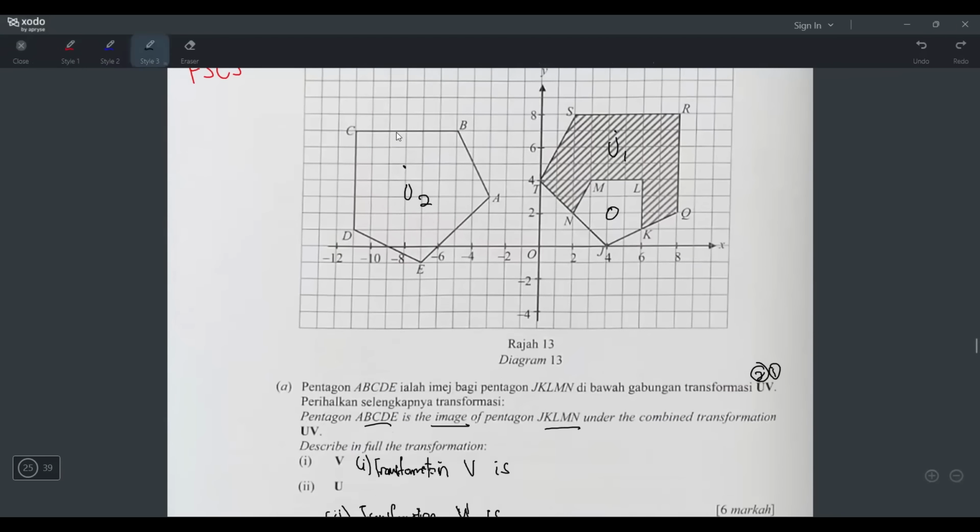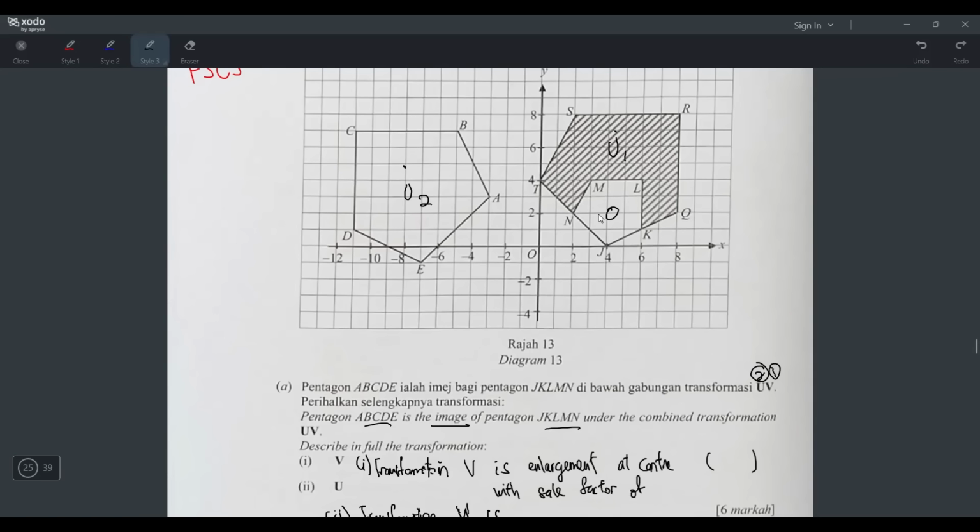It's enlargement. Tapi kalau you tulis macam ni, tak dapat full mark. If you just write like this, you will not get full marks. You have to write the isi penting. So for enlargement, what is the isi penting? You have to write down the center and the scale factor. So we have to write enlargement at center. So you have to mention about the center coordinate. And then you also have to find out the scale factor for the enlargement. Okay. So let's find out the center of enlargement first.